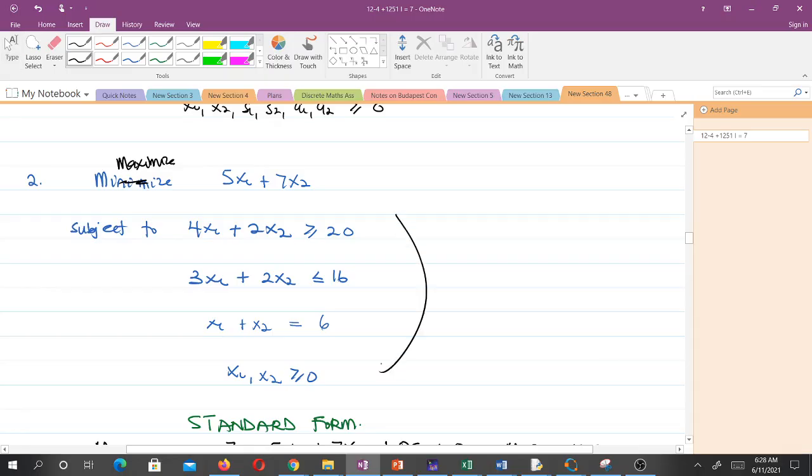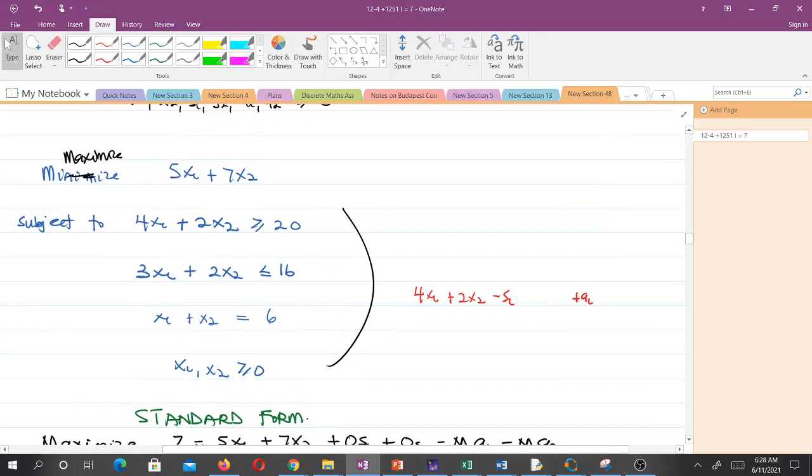All right, so we've done one for minimization. I want us to do one for maximization so that you see how it is done. With this one, we'll first have to write the constraints. So we are going to get 4x1 plus 2x2. You see we have a greater than or equal to here. So that means we'll have to change it to equality by subtracting what? A surplus. So minus s1, then plus a1, because we need an artificial variable for that to be the basis, equals 20.